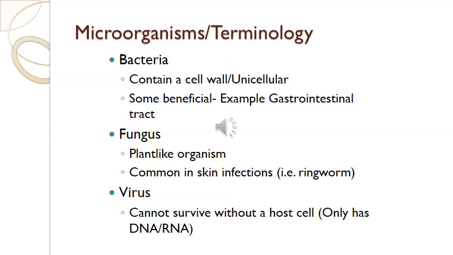Now, in looking at the different types of microorganisms that we're going to be treating with the medications we'll be discussing in this section, bacteria are unicellular microorganisms, and they do contain a cell wall. They are able to maintain cellular metabolism, so once they invade a host, they will steal from the host different things in order to sustain themselves. So they'll steal amino acids and sugars and different things like that in order to stay alive.